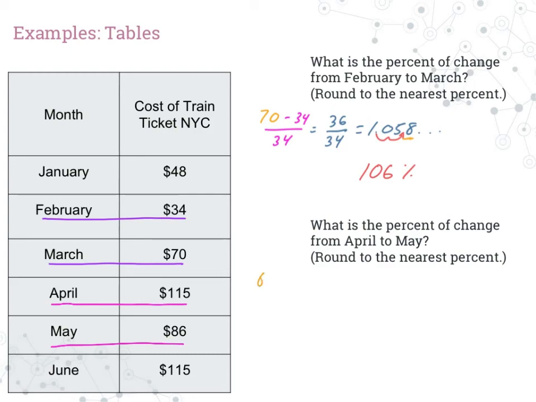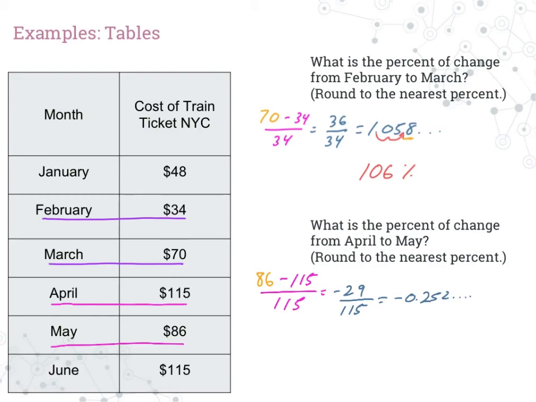So I've got $86 there. Then I'm going to be subtracting the $115 that is my old amount, and then dividing by 115, which is my old amount. When I do that, I should get negative 29 divided by 115, and when I divide negative 29 by 115, I get the decimal negative 0.252, and then it goes on and on forever without repeating.